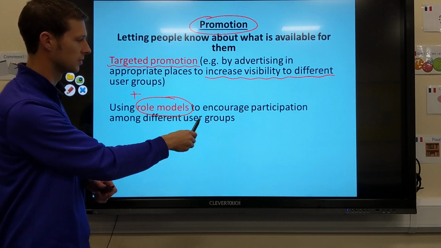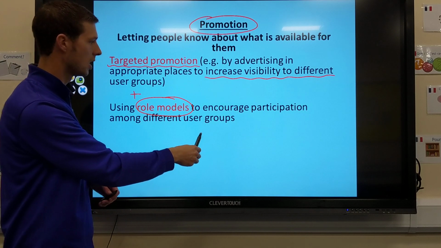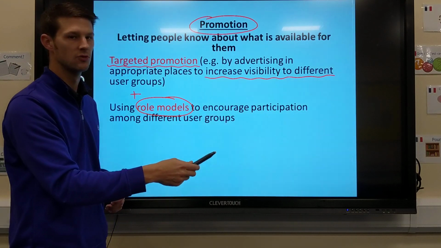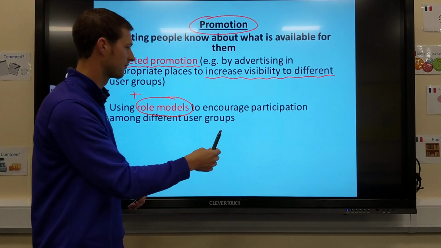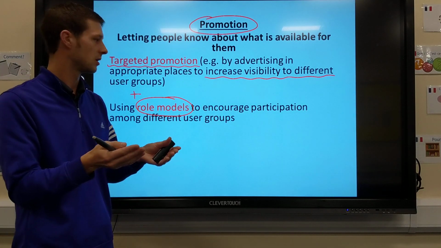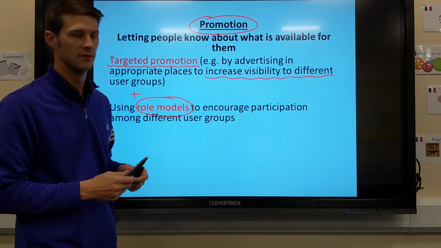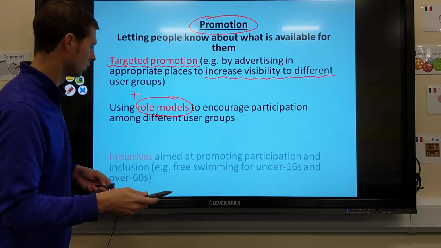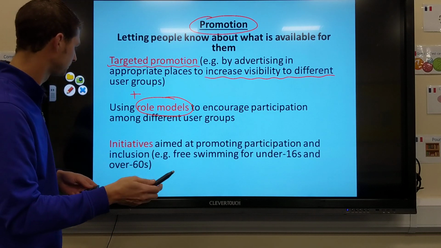A particular one was the Paralympics, which is a good example. For the swimming we did really well, and I've forgotten the young lady's name, but she was really successful, and that raised the profile of swimming for the disability user group, the disabled.